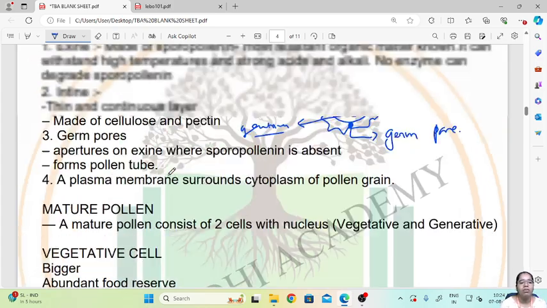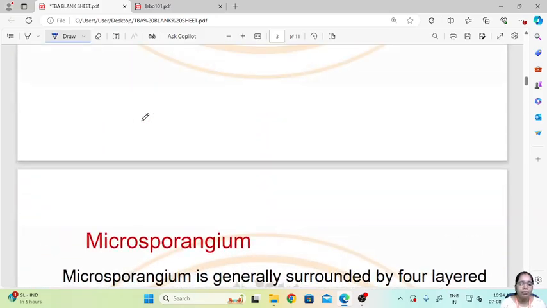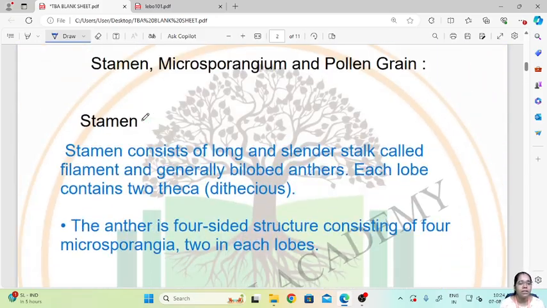So this is about the different parts of the pollen grain and how the microsporogenesis process takes place inside the stamen, and we have also seen the structure of the stamen. So this was about today's video.